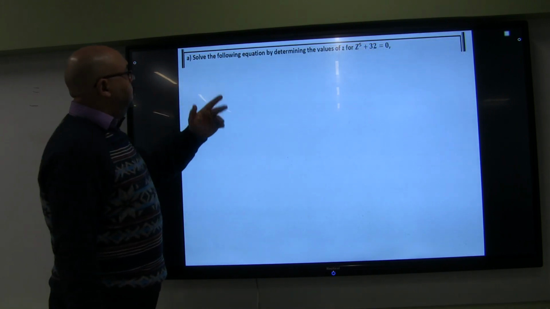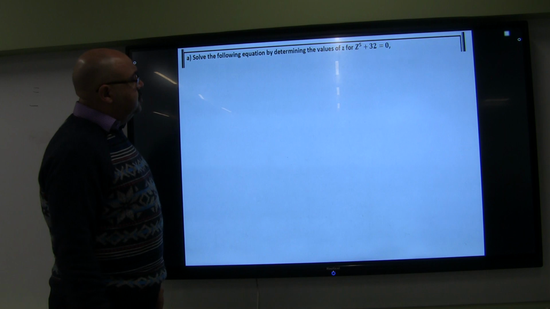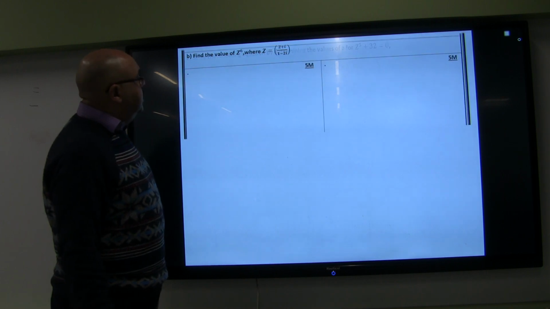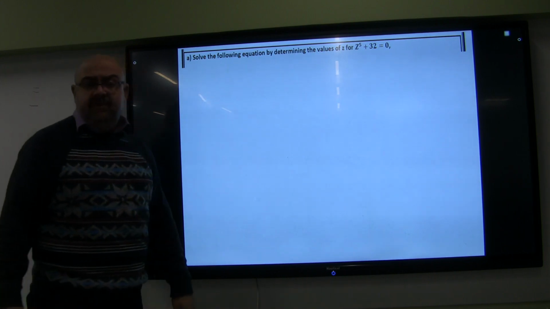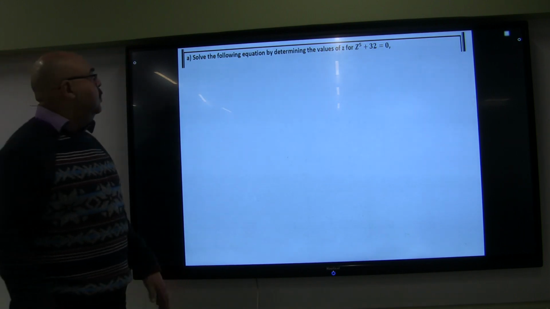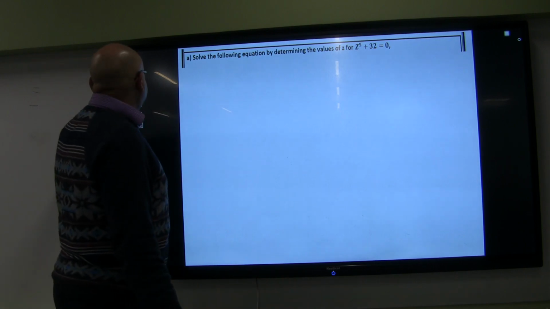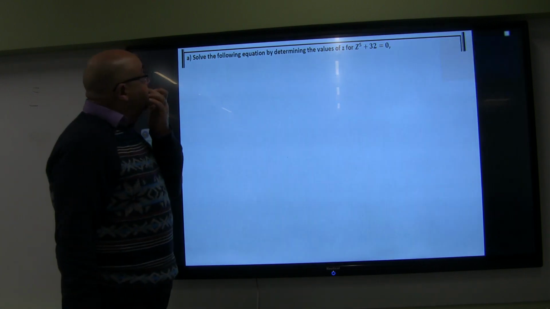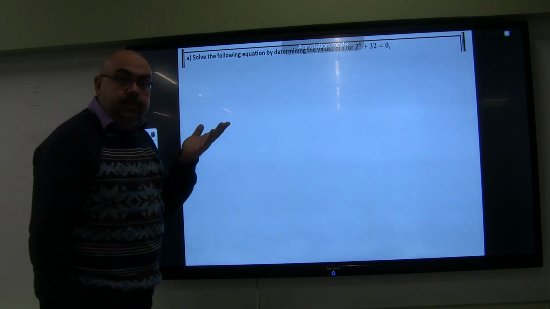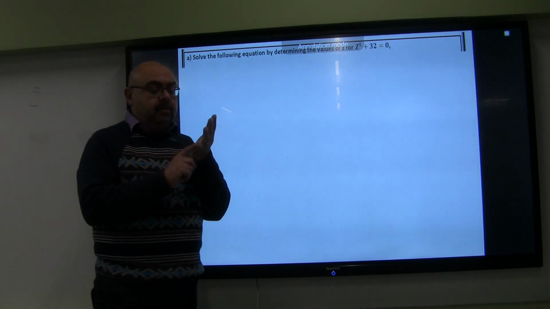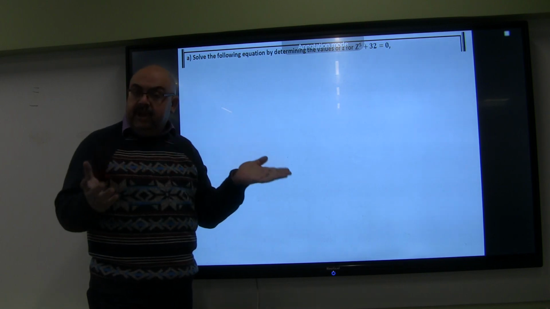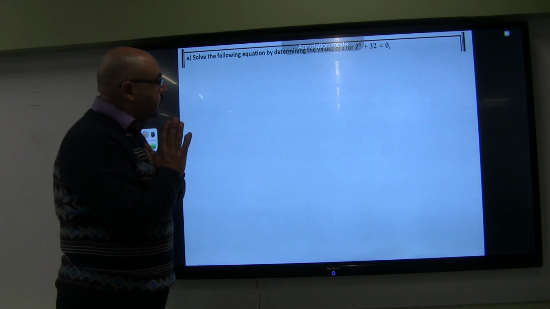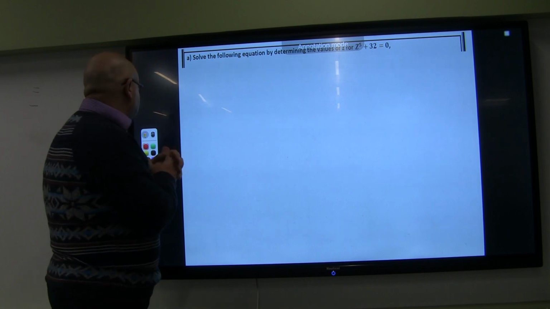Second problem, he wants you to determine the values of z for z to the power of 5 plus 32 equal to 0, which is also a very simple problem. It's asking you about the complex plane. The problem is really very simple. All I have to do is to memorize. You will have to memorize the Cartesian, the Euler, and the polar forms of any complex number, and it's going to be an easy problem to solve.